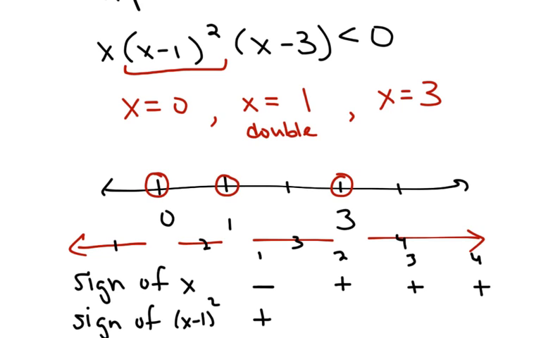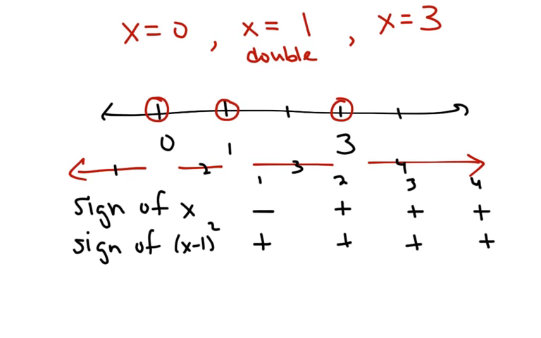In region 2, if I pick something between 0 and 1, like 0.5, 0.5 minus 1 is negative 0.5, but when you square a negative, you get a positive. In region 3, if I pick a number between 1 and 3, like 2, 2 minus 1 is 1, 1 squared is 1. All those numbers will also be positive. And in region 4, maybe you've already figured this out, anytime you square a number, you're always going to get a positive. So the sign of x minus 1 squared must be positive in all 4 regions.